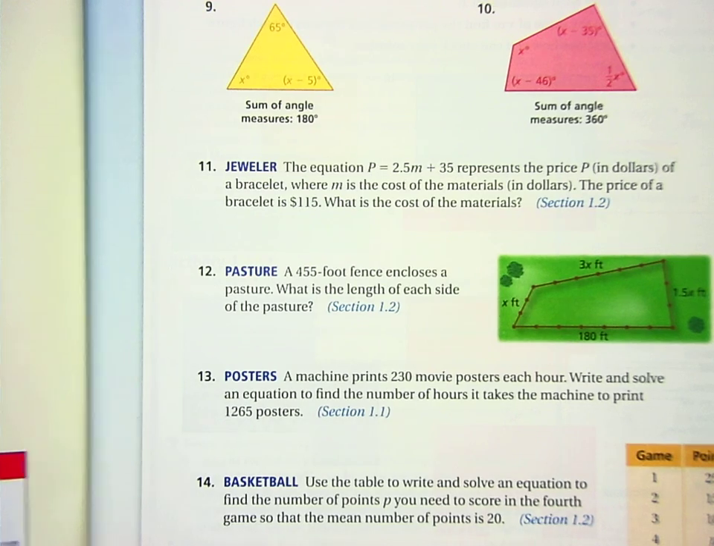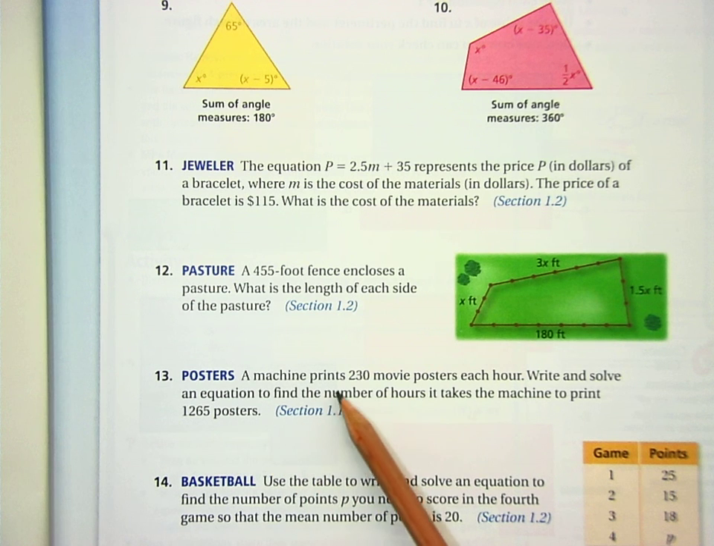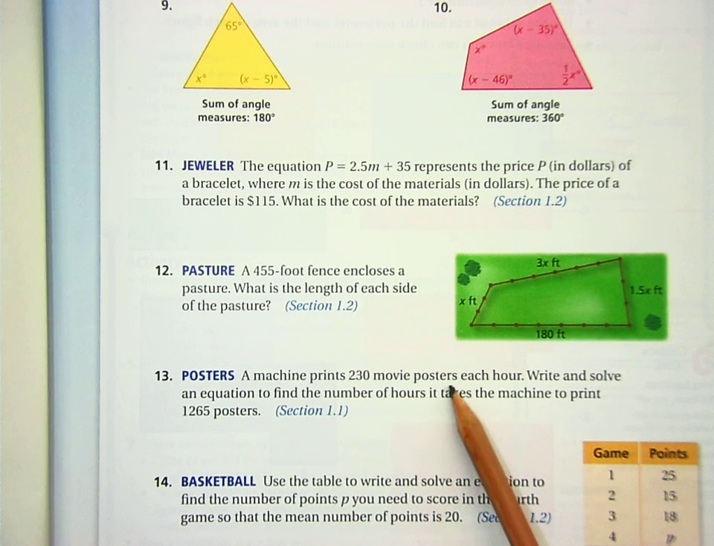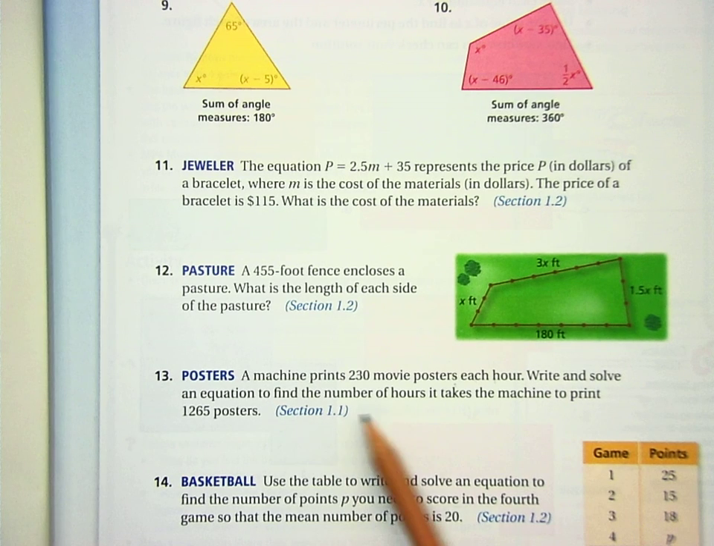Okay, here we are looking at problem number 13. We're told the machine prints 230 movie posters each hour. We're going to write and solve an equation to find the number of hours it takes the machine to print 1,265 posters. Okay, so the first little trick I'm going to give you that's going to be helpful throughout most of the year is this.